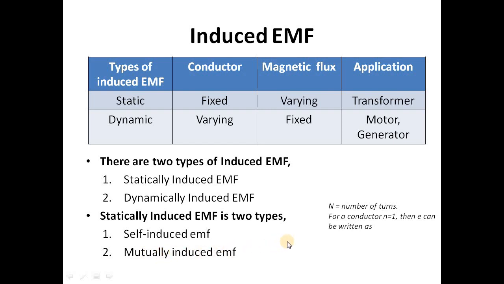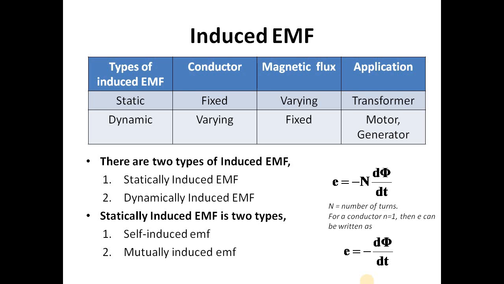The EMF induced as per Faraday's law is given by E is equal to minus N d phi by dt, where N represents the number of turns in a coil and d phi by dt represents the rate of change of flux which is linking with these N turns. So in case of a conductor, the value of N will be 1. In that case, the EMF induced is given by E is equal to minus d phi by dt.